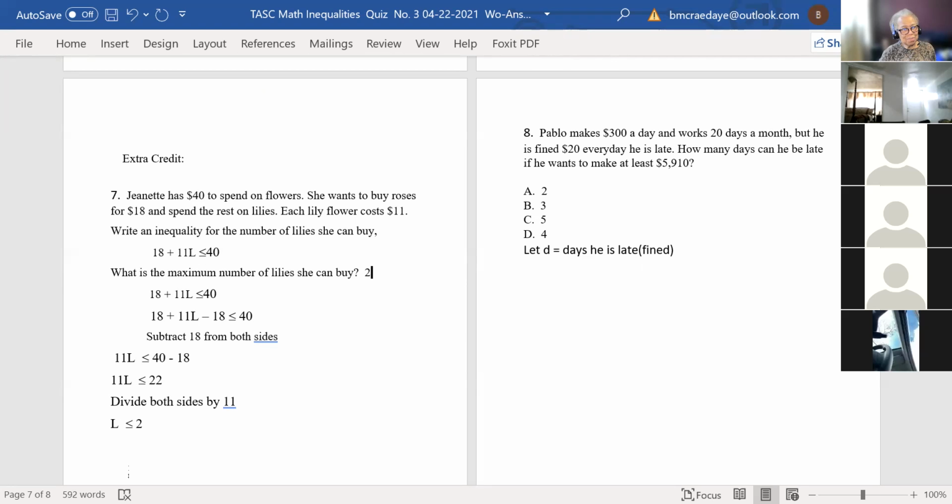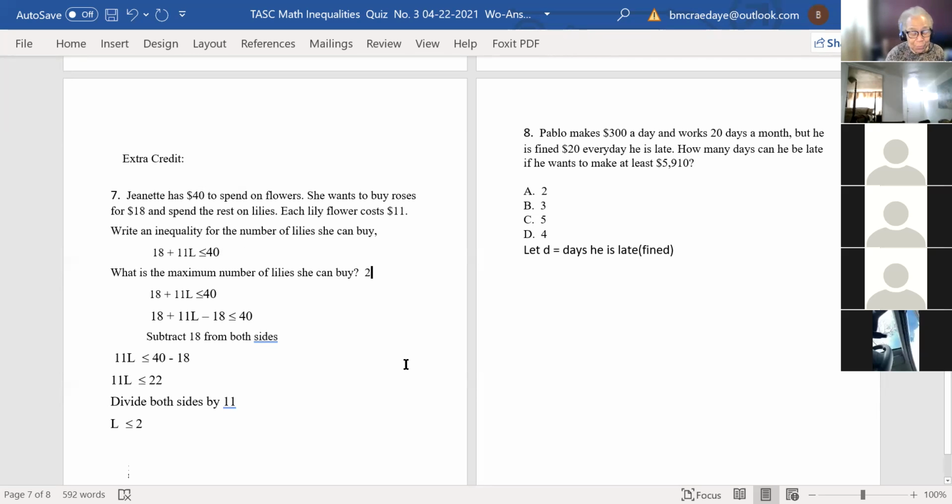Because each one of the lilies is $11. And if you have $22, 2 times 11 is 22. That's right. And if you add that to 18, it's equal to 40, right? Yes. That's how you can check it, Mercedes. You can put the 2 right here. 2 times 11 is 22, added to 18, and that number is 40. And we said less than or equal to 40, and it is equal to 40.